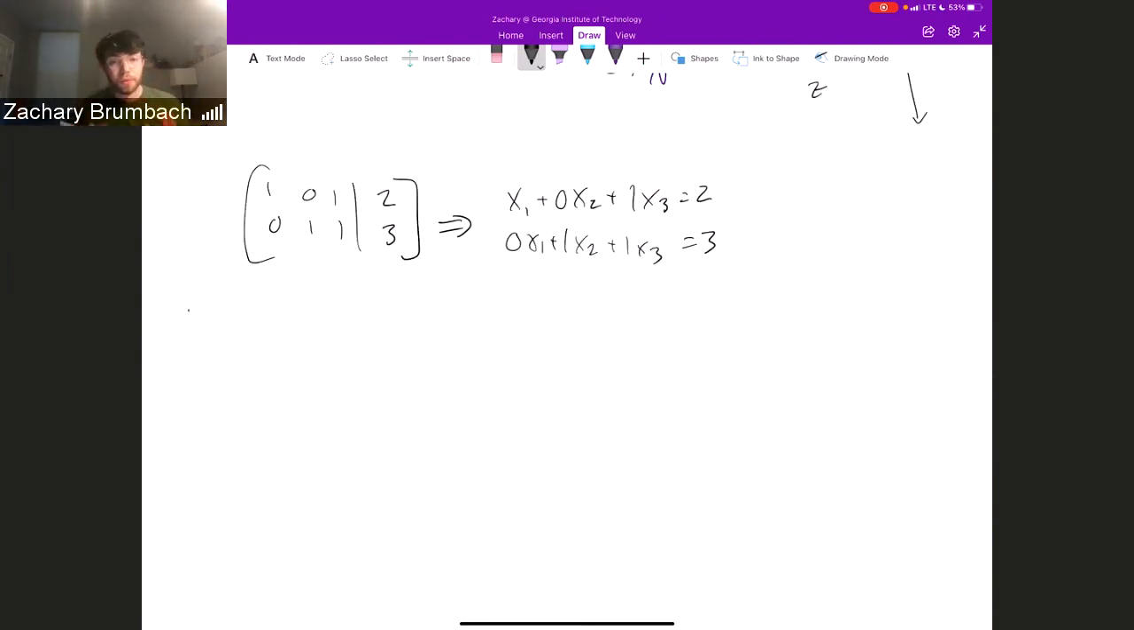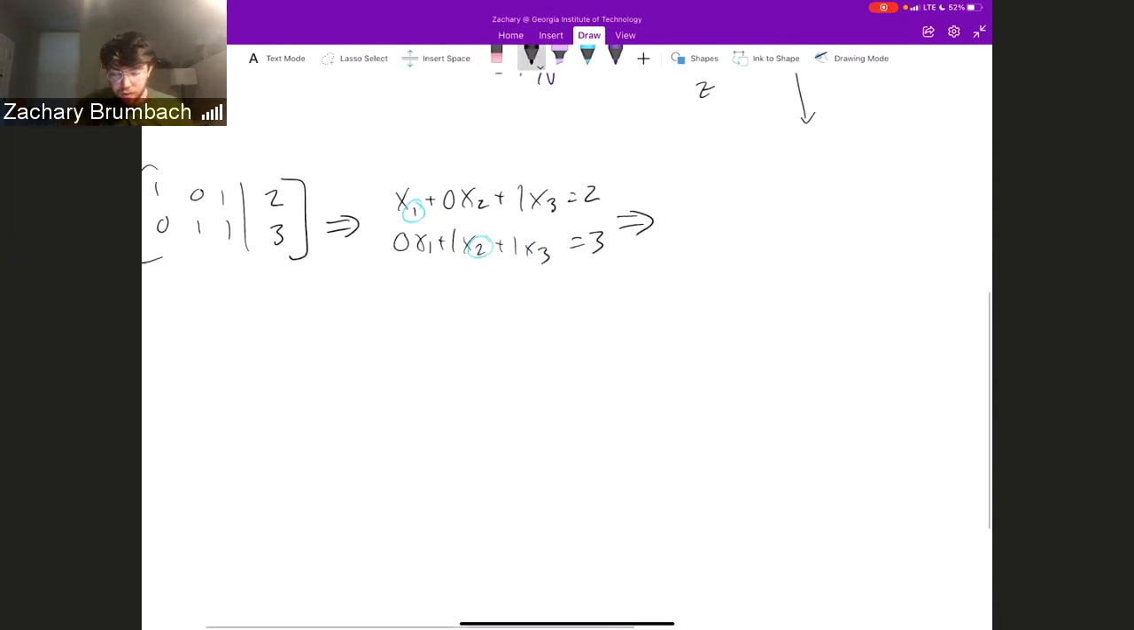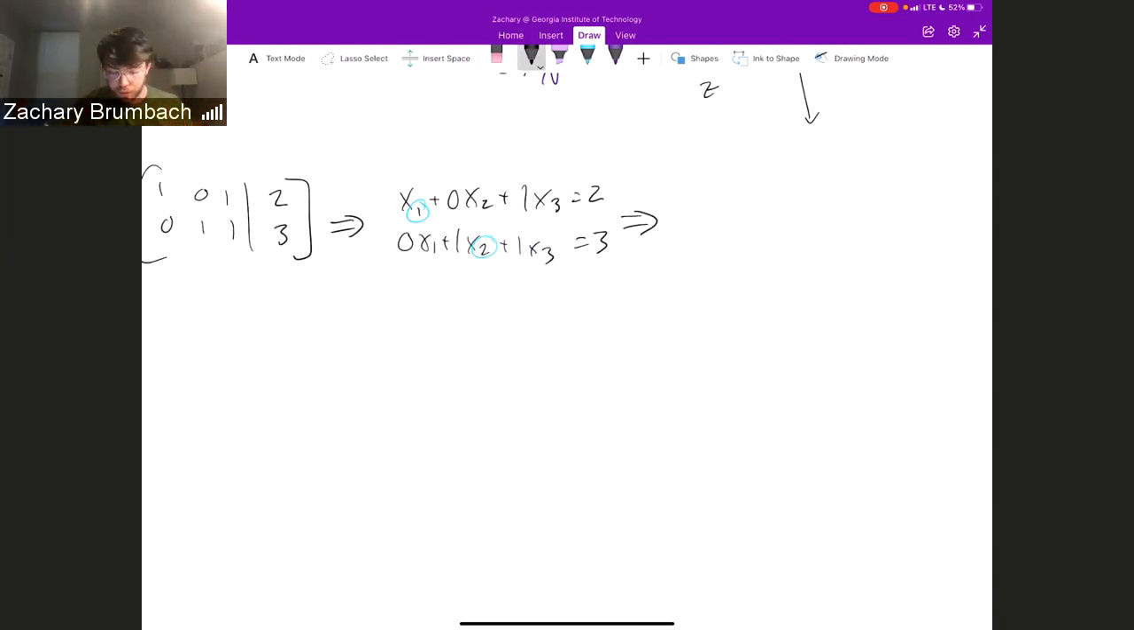From here, we solve for the lowest subscript, which essentially means the lowest little number. So there's the 1 and there's the 2. They might not explicitly explain that, but that's what you're doing every time. So x1 equals 2 minus x3, just by getting that to the other side. The other one, x2 equals 3 minus x3.